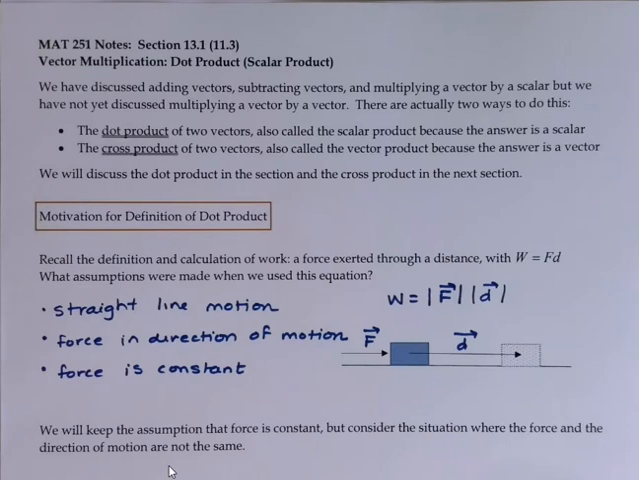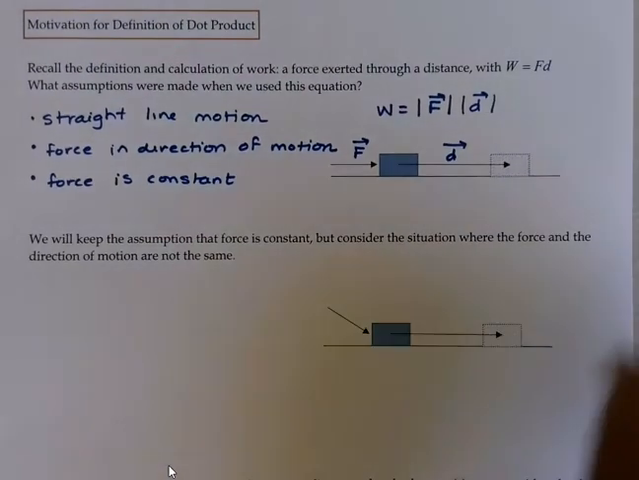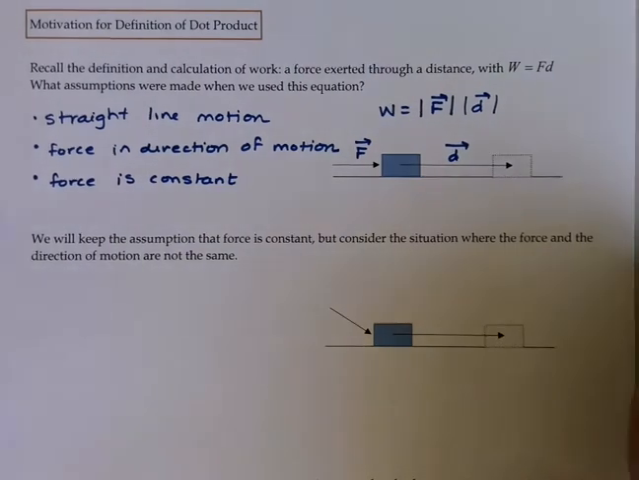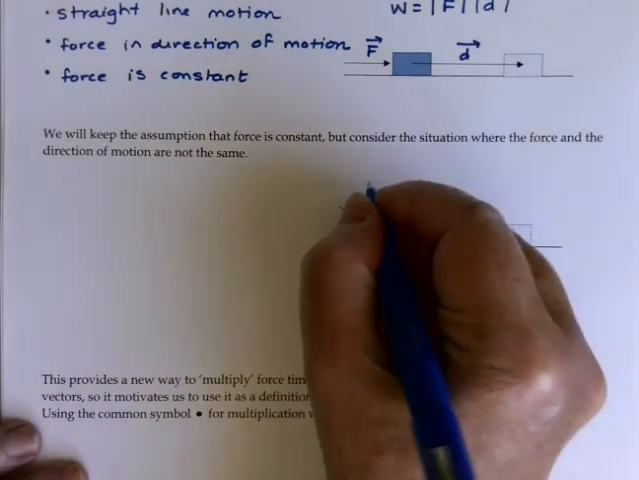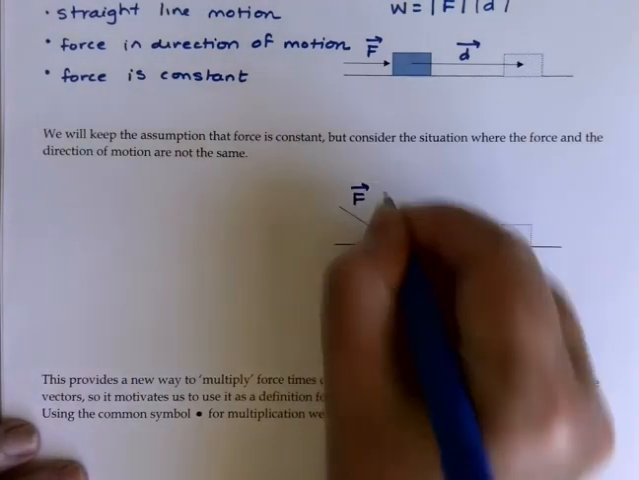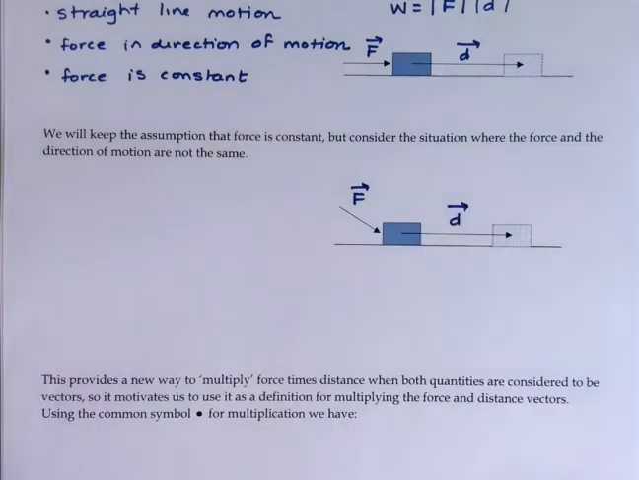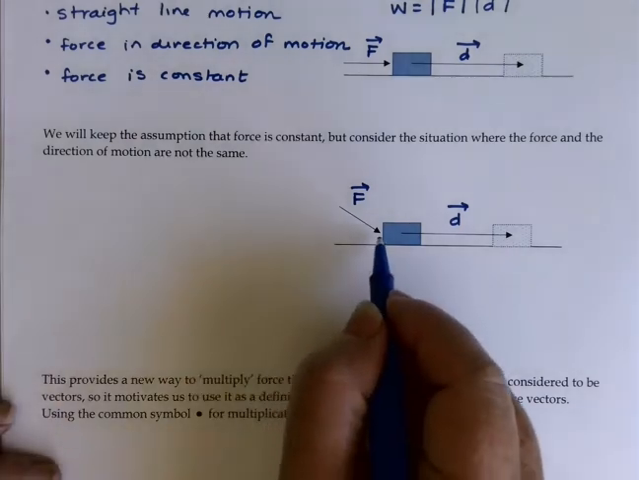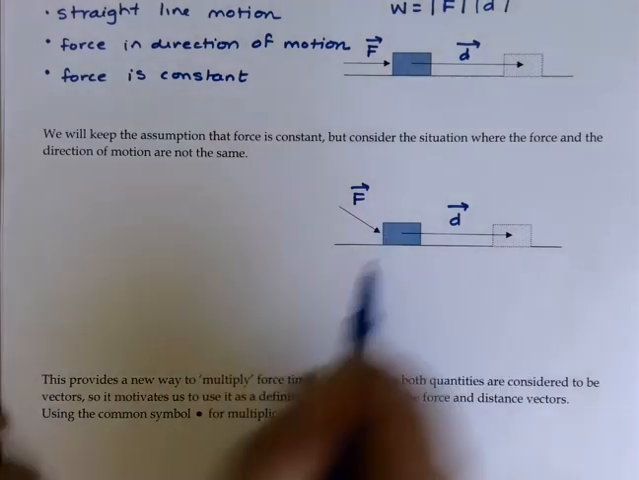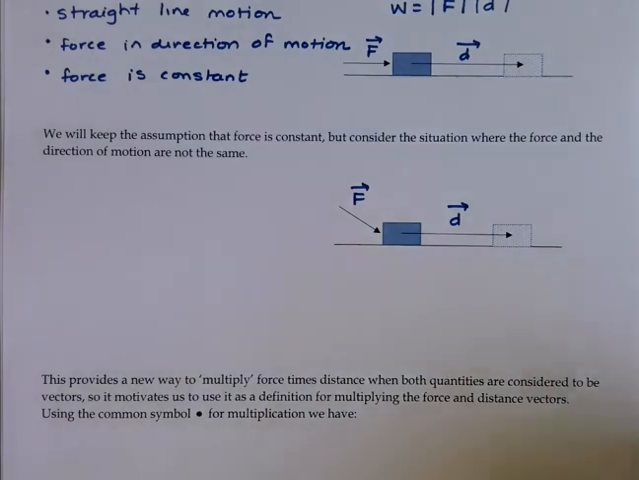Now what happens if we allow for the force and the direction of motion to be different? So here's my force vector. And notice it's not in the same direction as the distance vector. Not all of this force counts as work. Only the part of the force that actually helps me move in this direction is going to count. So in fact, only the piece of this force that's really horizontal is going to help me out and count towards the work. Fortunately, we know how to get that, right?